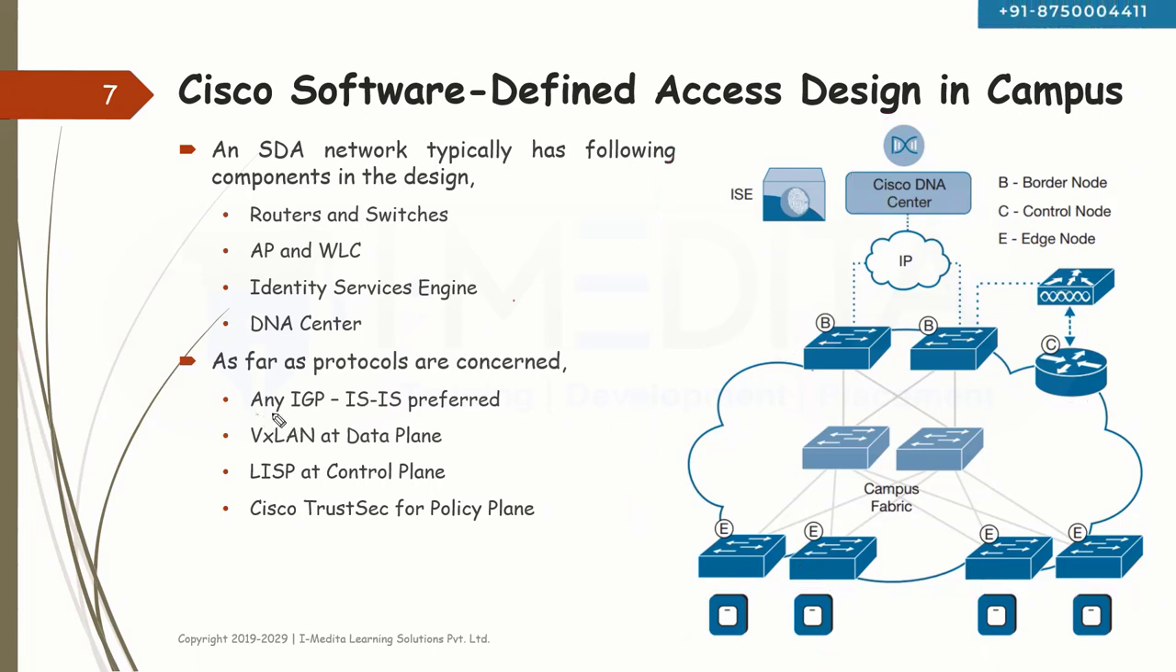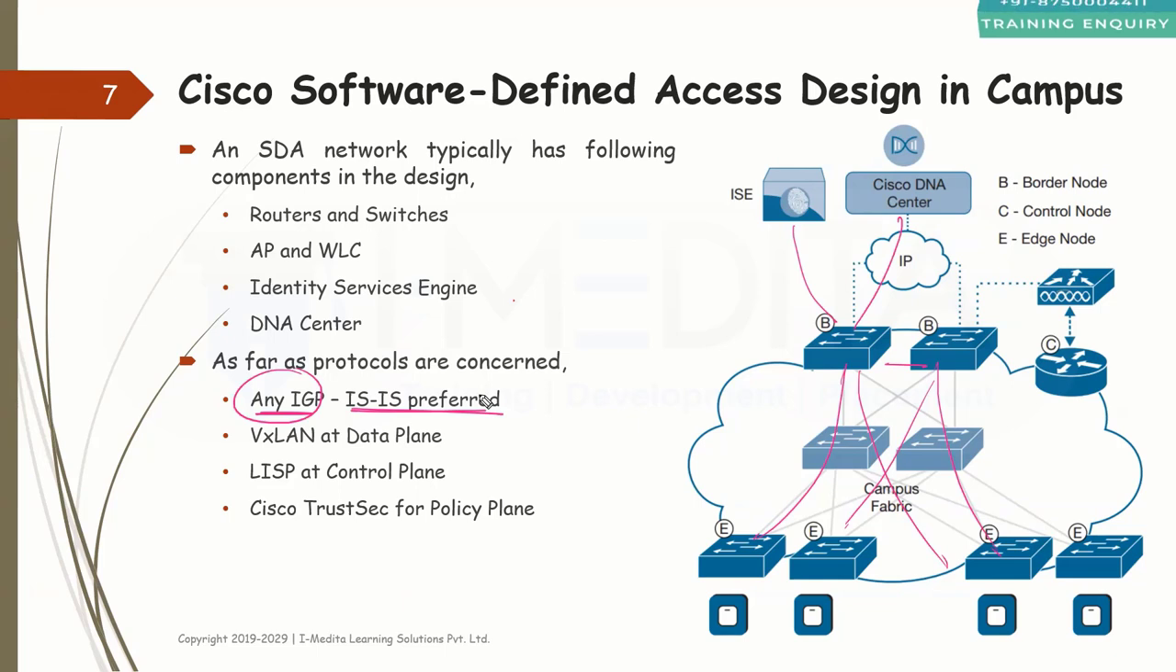Protocols: any IGP to make the reachability between all these devices, and from these devices to the ISE and to DNA Center. Any IGP you can use, but Cisco recommends that you use IS-IS. As per the Cisco recommendation, you should use IS-IS, but in practice, you can use any IGP protocol in your environment.